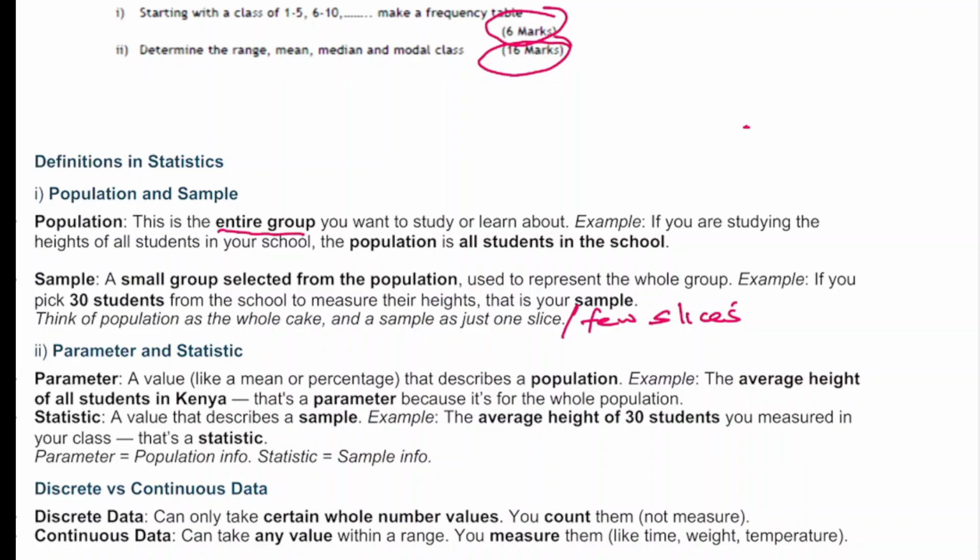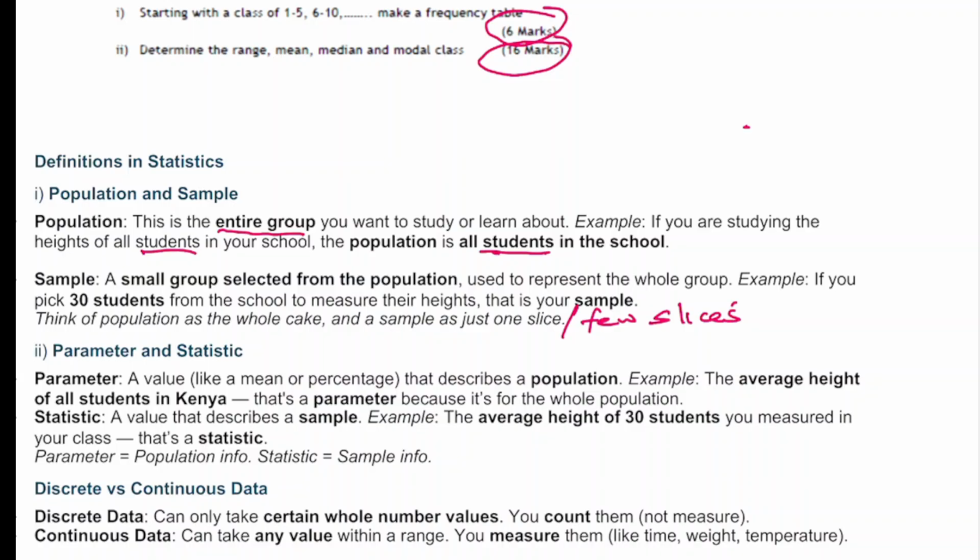So population, this is the entire group. So the population of Kenya, student population, the entire group you want to study or learn about. So it is the entire example. If you are studying the heights of all students in your school, the population is all the students in that school. That is the population. Very simple. Okay. I know kizungu hata kama ni Kiswahili we will write something if this question comes.